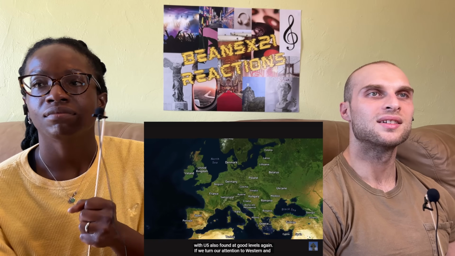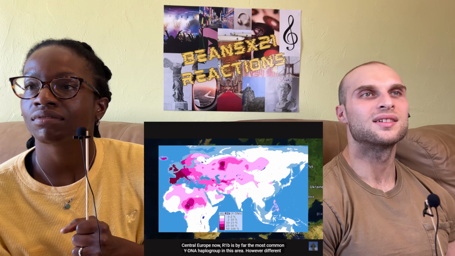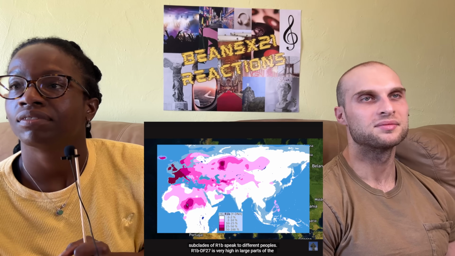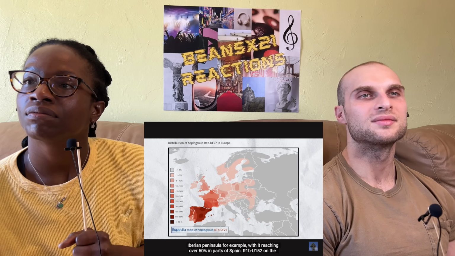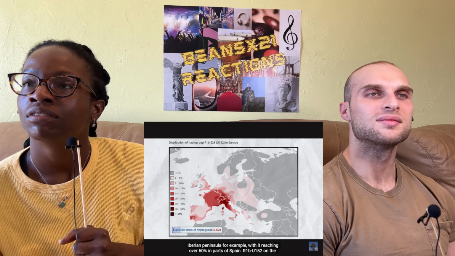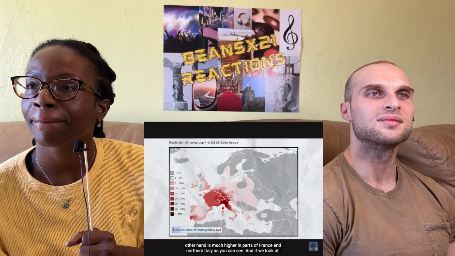If we turn our attention to Western and Central Europe now, R1b is by far the most common Y-DNA haplogroup in this area. However, different subclades of R1b speak to different peoples. R1b-DF27 is very high in large parts of the Iberian Peninsula, for example, with it reaching over 60% in parts of Spain. R1b-U152, on the other hand, is much higher in parts of France and northern Italy, as you can see in this map.